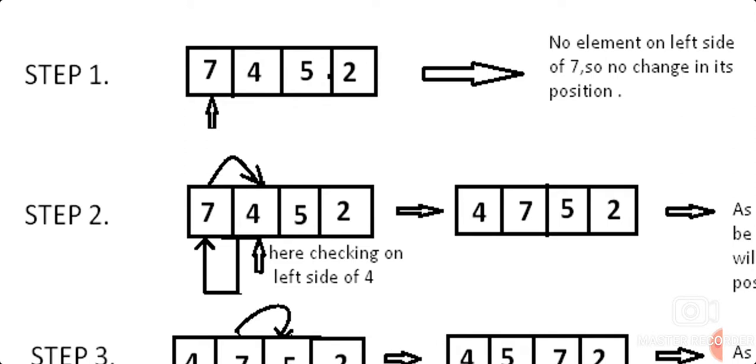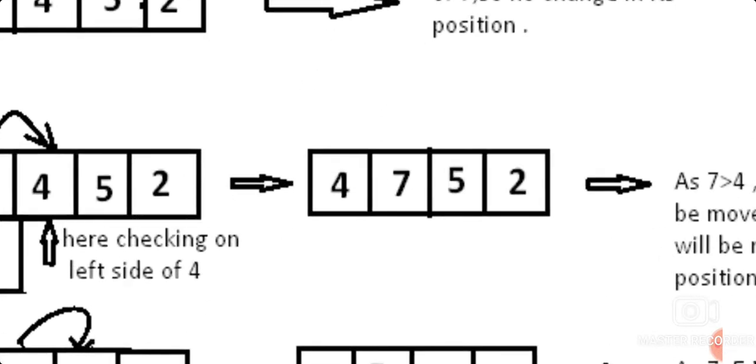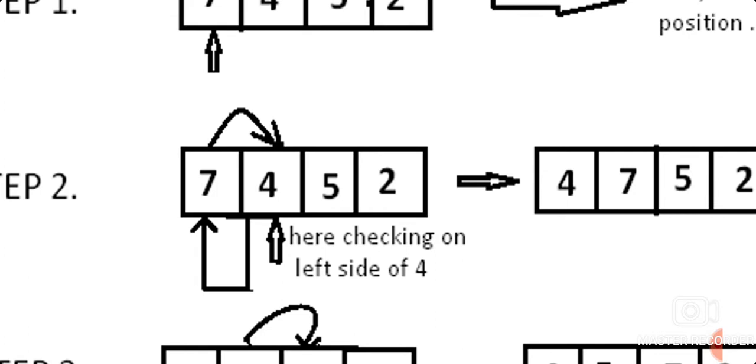Later, in step 2, I'm going to take 4. I'll compare it with the sorted element, which is 7. If 7 is greater than 4, then I will swap these two numbers. If not, I'll place the numbers as they are. But in this case, 4 is smaller than 7, so we need a swap.